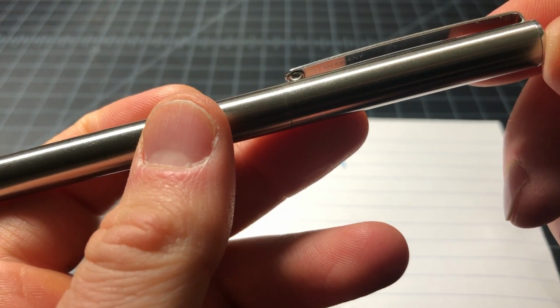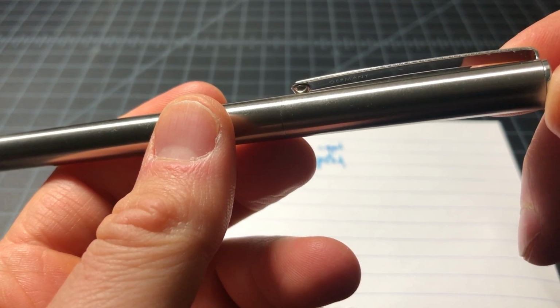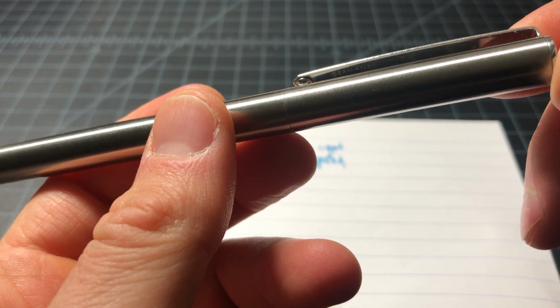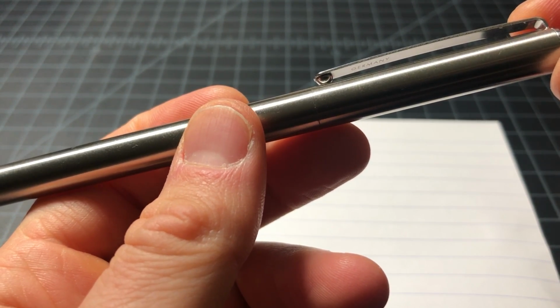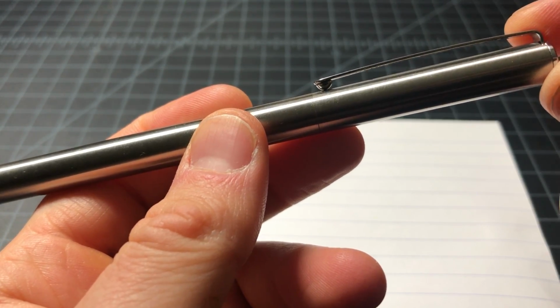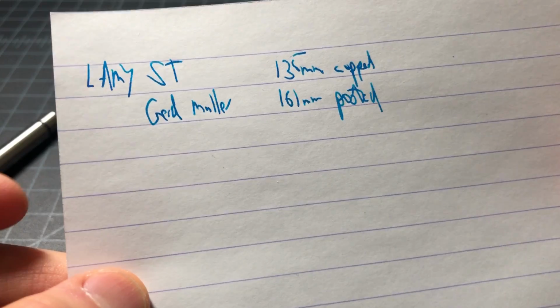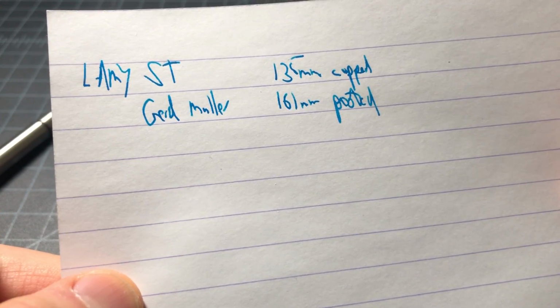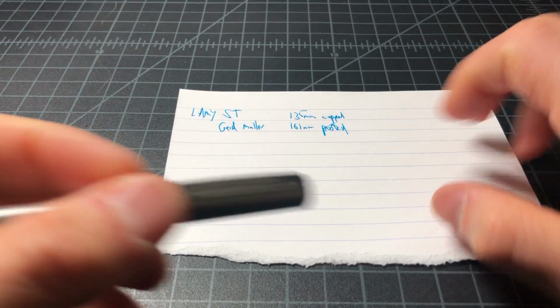And on the clip, it does say Germany on the underside, so just keep an eye out for that. It's usually a good marker that you're getting a legit Lamy. And if it says Germany or West Germany or whatever, sometimes you can get a better idea of the year the pen was made. Back to the writing: Lamy ST, Gerd Müller, 135 millimeters capped, 161 posted.